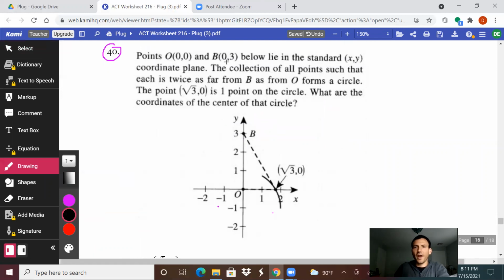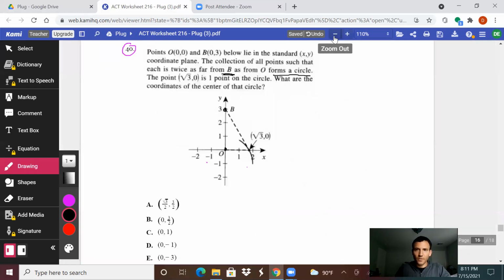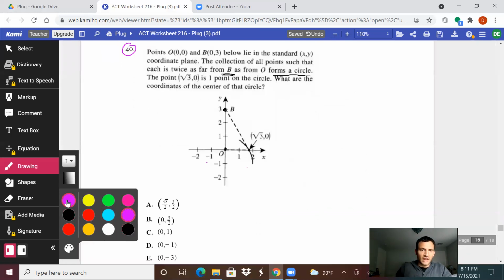So this one says points 0, 0 and 0, 3 below lie in the standard xy coordinate plane. The collection of all points such that each is twice as far from B as it is from O. So everything that's twice as far from B as it is from O forms a circle, and then this point is 1 point on the circle. What coordinates are the center of the circle? Well, let me zoom out for a second.